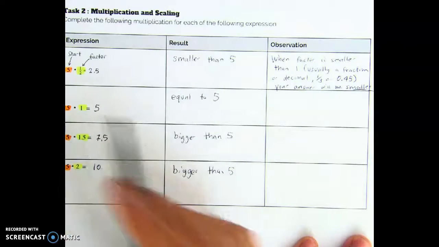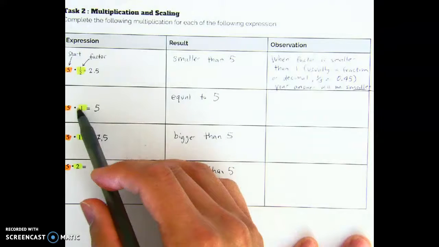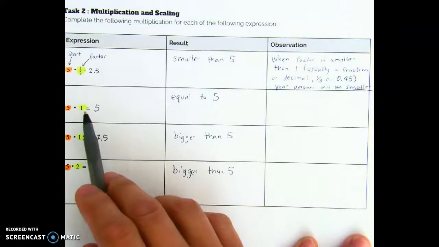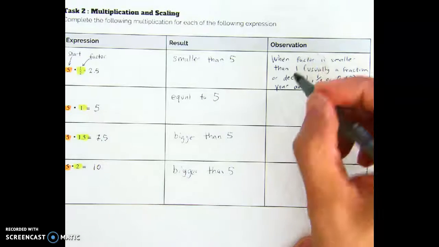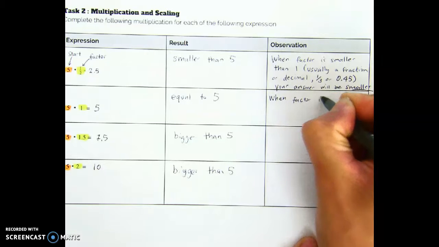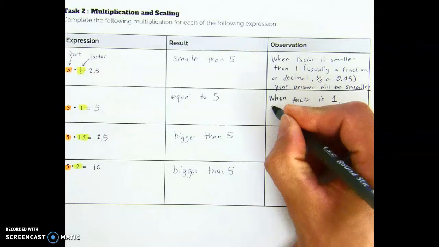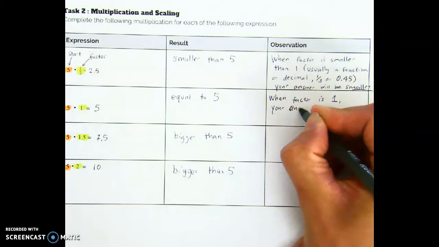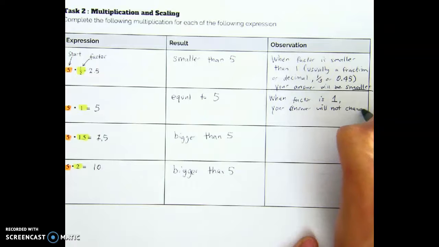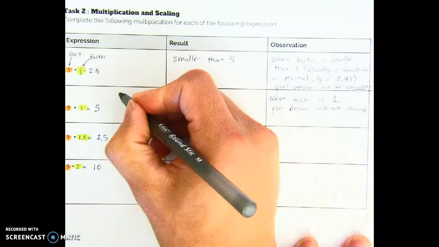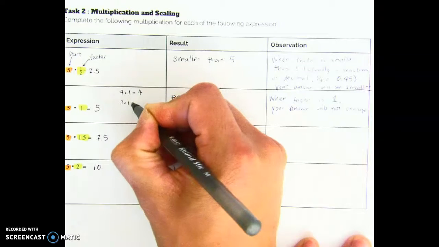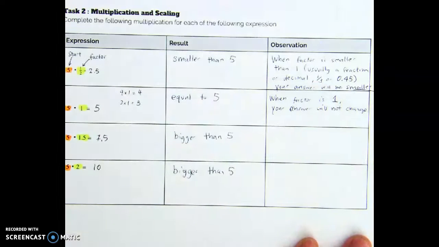Well, what about the second one? What do we notice about this factor that is special that makes it equal to 5? The thing that is special about this is that the factor is 1. So when the factor is 1, your answer will not change. And we should know that, right? Like if we did 4 times 1, that should give us 4. If we do 3 times 1, that should give us 3. That should be no surprise.